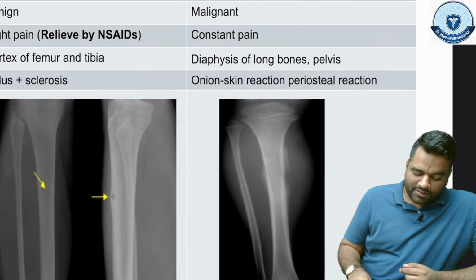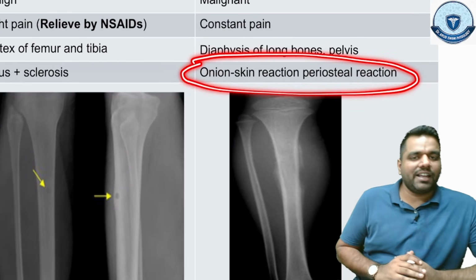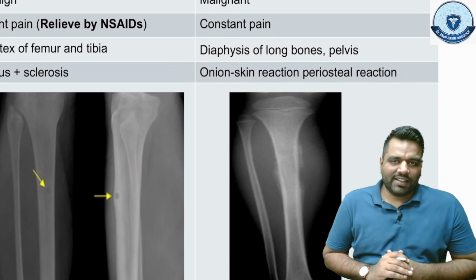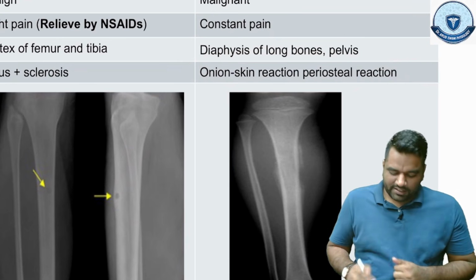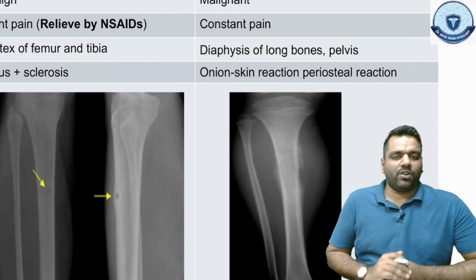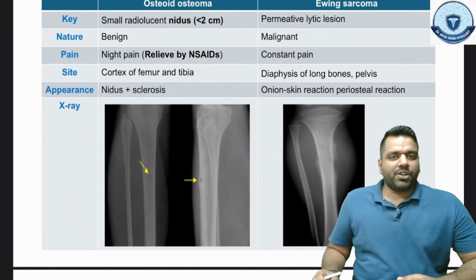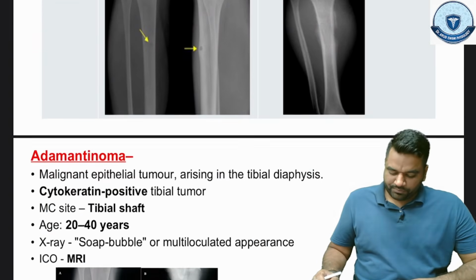And in Ewing sarcoma, please pay attention. Special appearance, onion skin appearance, right? Onion skin reaction, that is the periosteal reaction. You can see over here, this is the onion skin reaction or onion skin appearance. So this is the difference between osteoid osteoma and Ewing sarcoma.